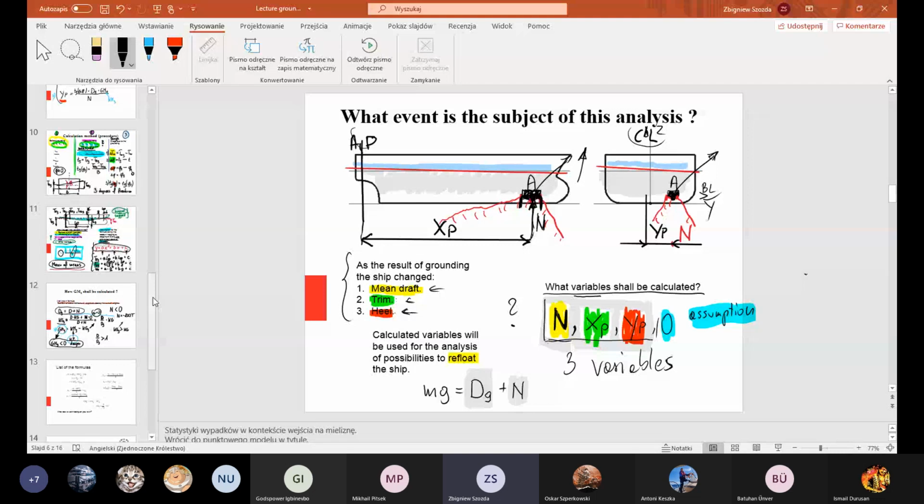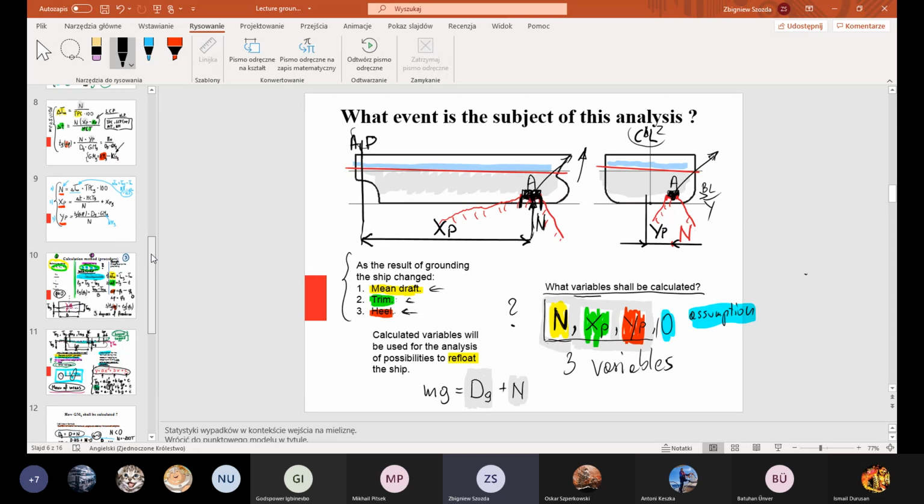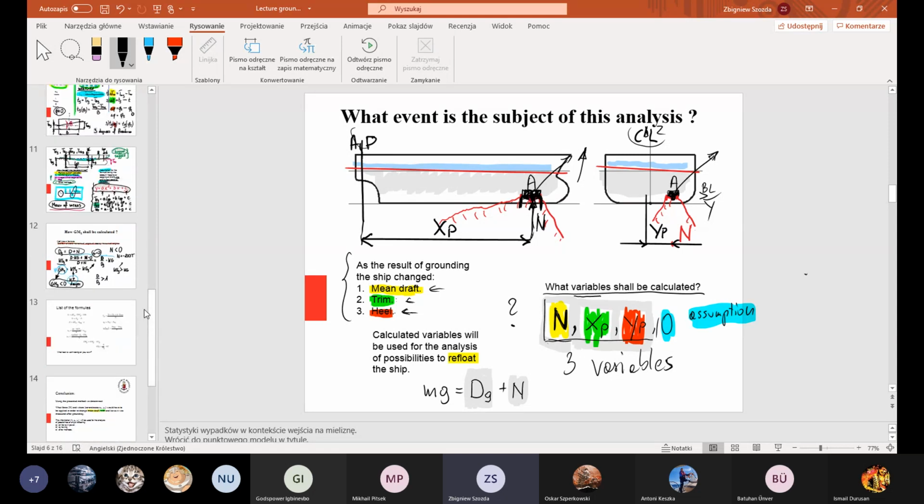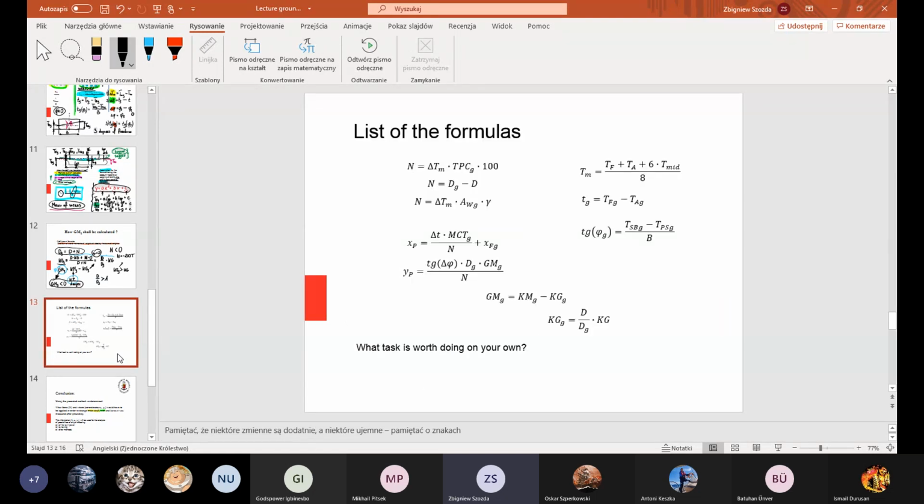This will be the topic of the next labs. Calculation of the force acting on our ship after grounding and calculation of the point of action of this force, using this model. Using this model means following the assumptions we've made during this and the previous lecture. It will be taken on Monday. For your convenience, I did put a list of formulas.